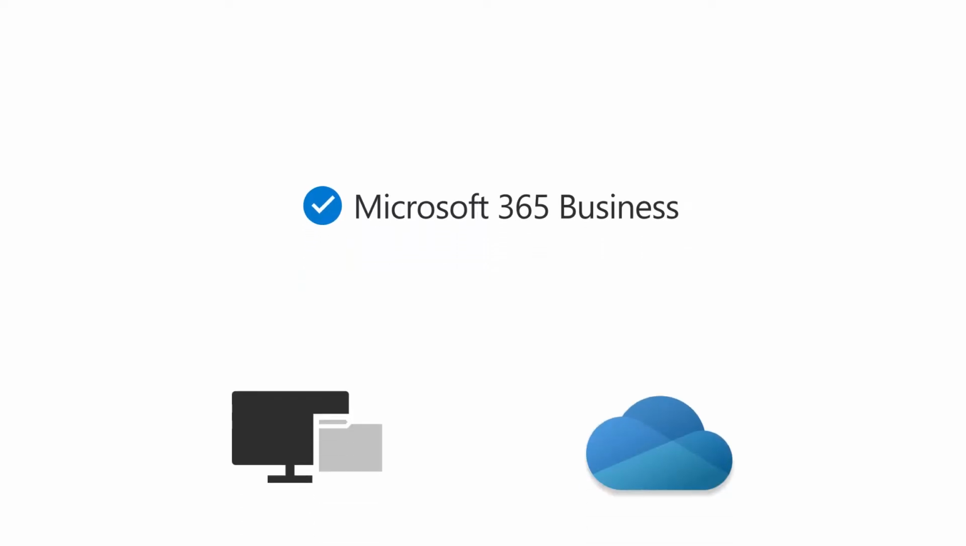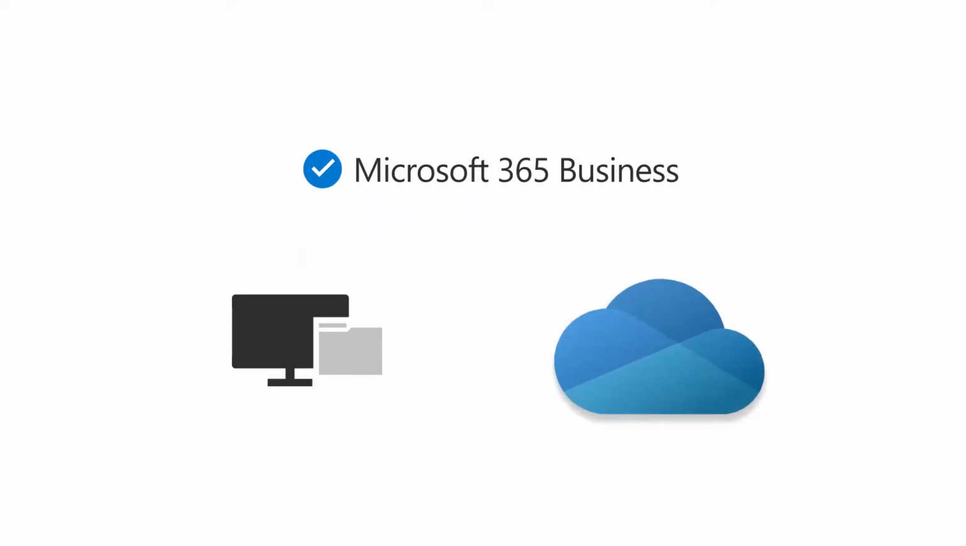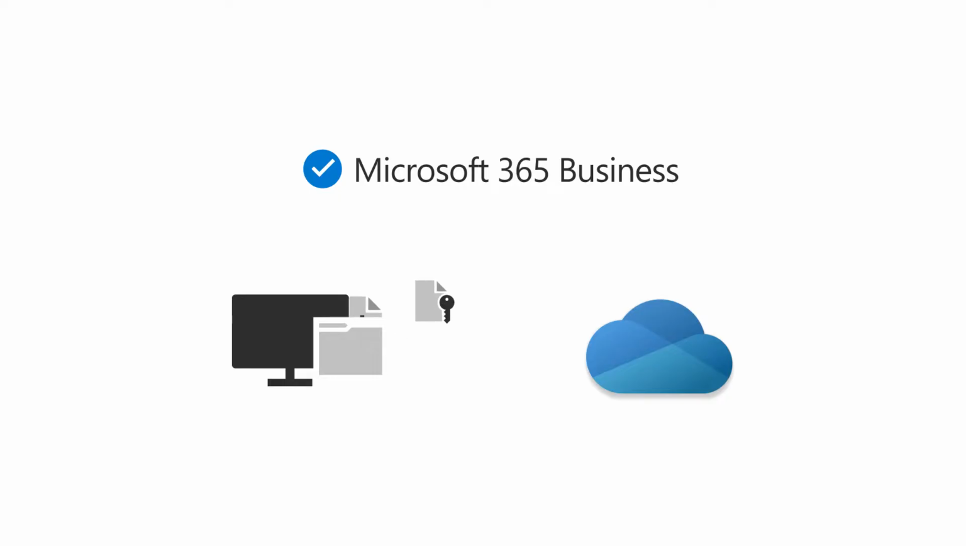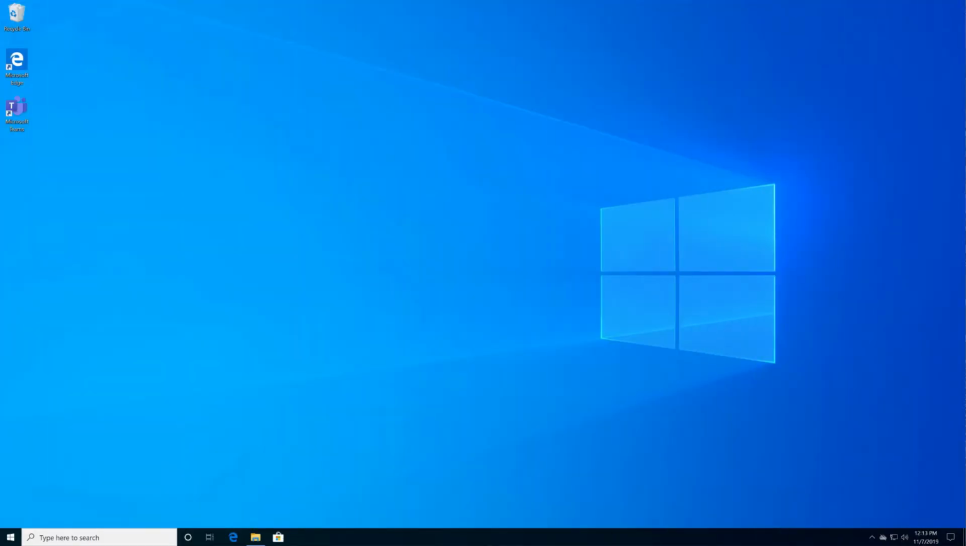After you sign up for Microsoft 365 Business, you'll want to copy your existing work files to OneDrive for Business. OneDrive is a good place to store personal work files or sensitive business files that you want to control access to. Let's get started. From Windows, select Start.